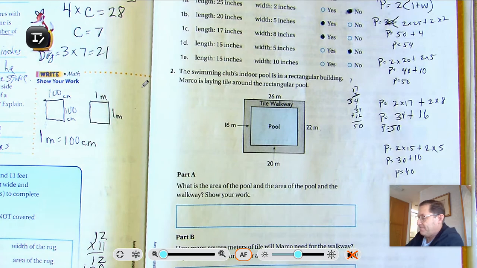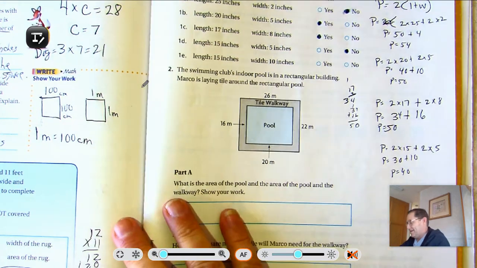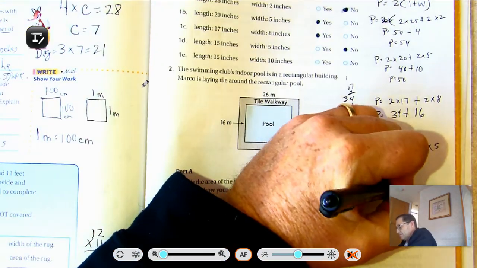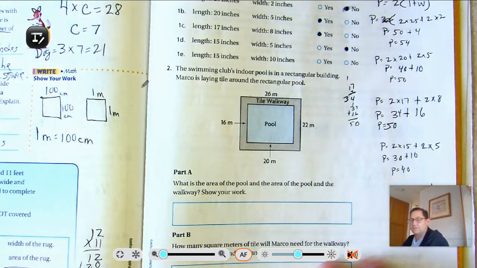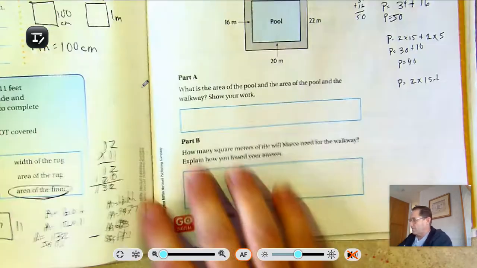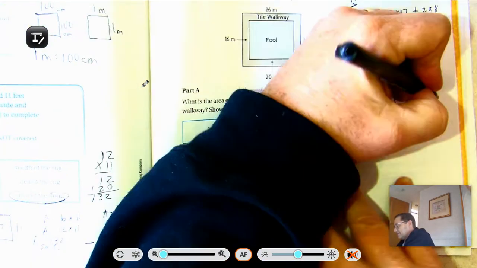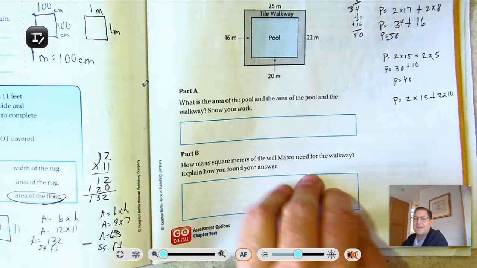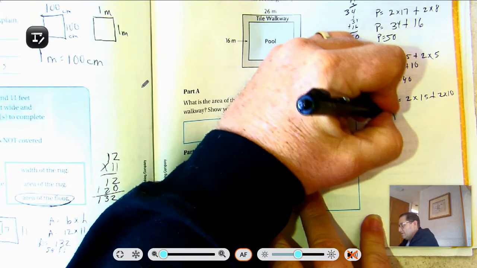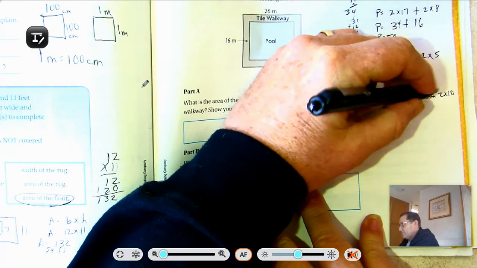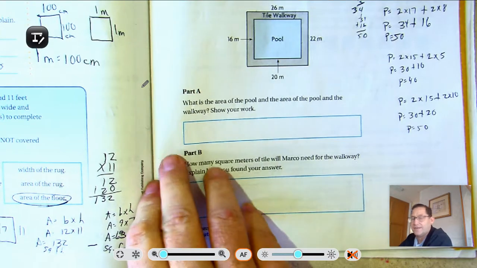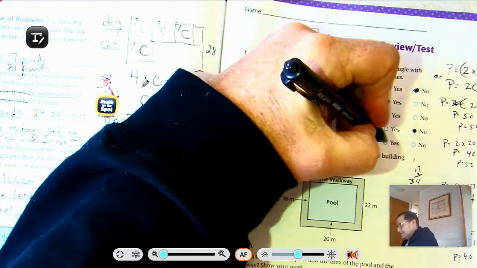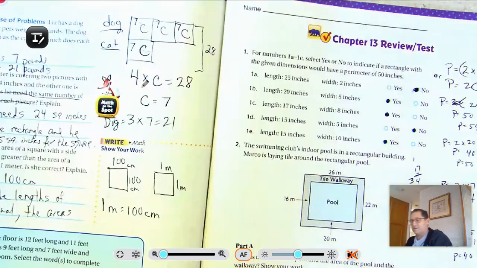And a length of 15 and a width of 10. So perimeter equals 2 times 15 plus 2 times 10. 2 times 15 is 30. 2 times 10 is 20. 30 plus 20 is 50. So yes. Okay.